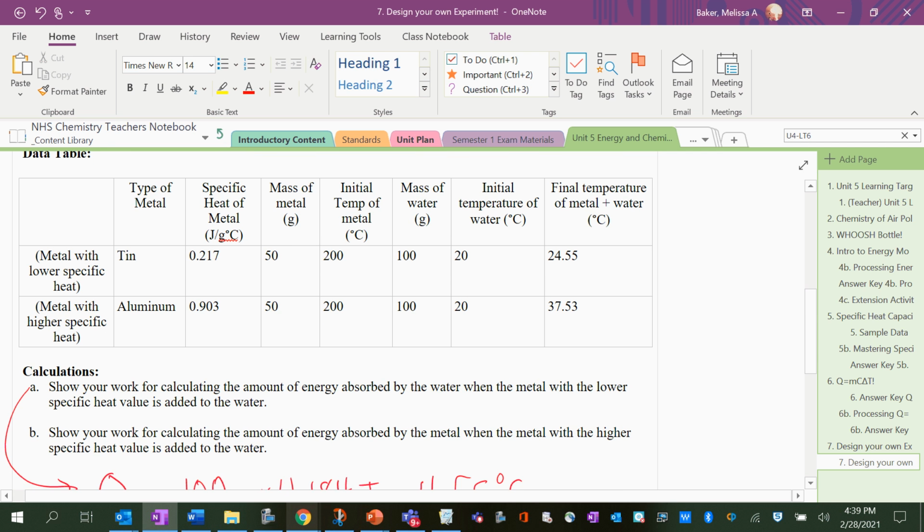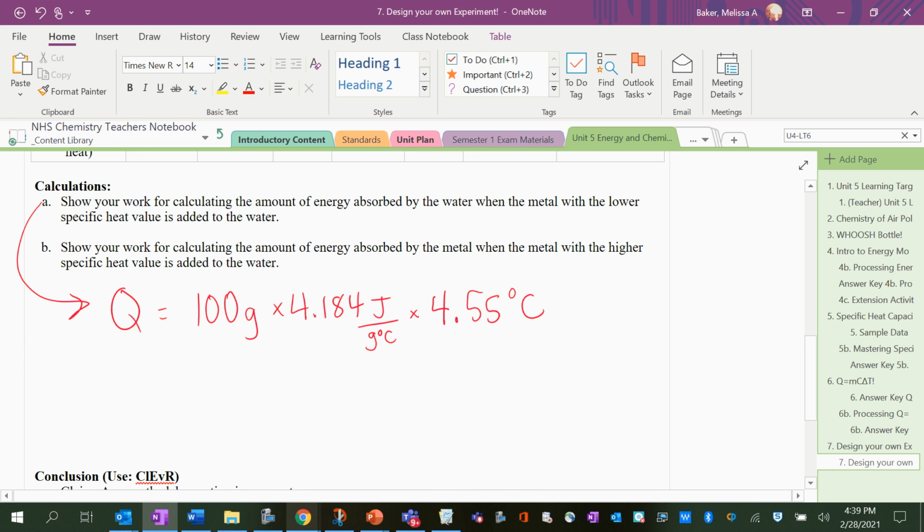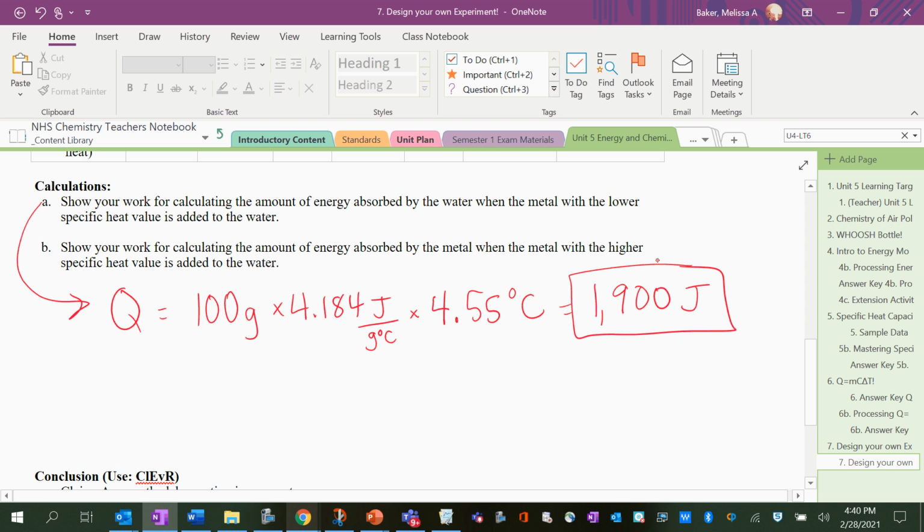I'm wondering if I should add a column of the change in temperature. No, it's fine. All right, so I'm going to plug this into my calculator. So we get a value here, 100 times 4.184 times 4.55 equals 1,900 approximately joules. I'm going to round that.